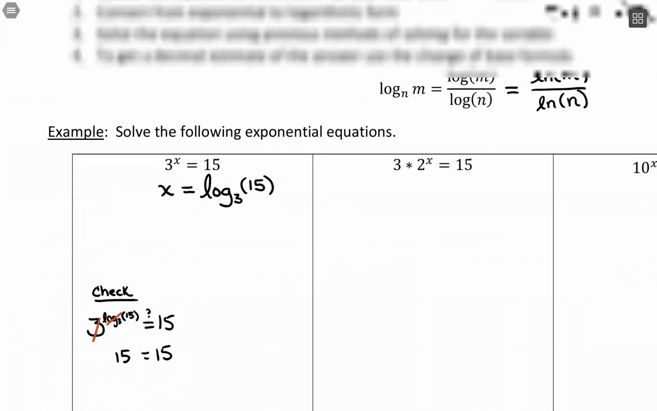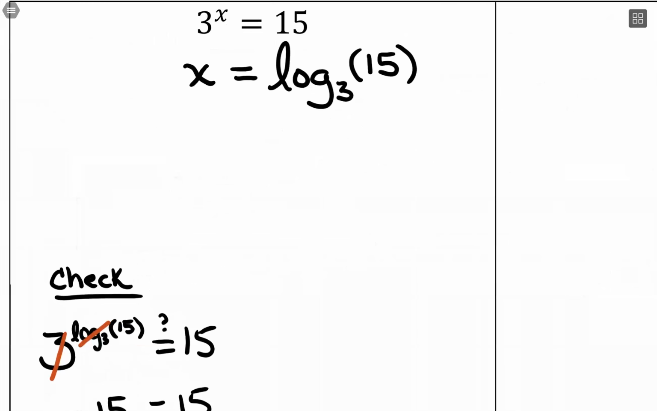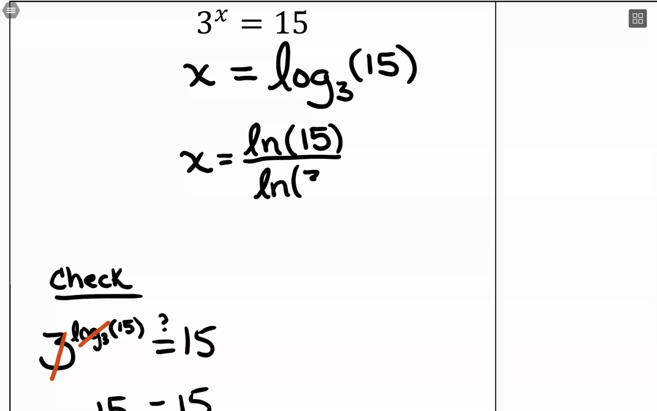So with that, let's get a decimal estimate here. We're going to say x equals, and what we're going to type into the calculator, let's do natural log of the value of 15 over natural log of 3. The bases of the logarithm have to be the same. Value goes to the numerator and base stays in the basement and goes to the denominator.